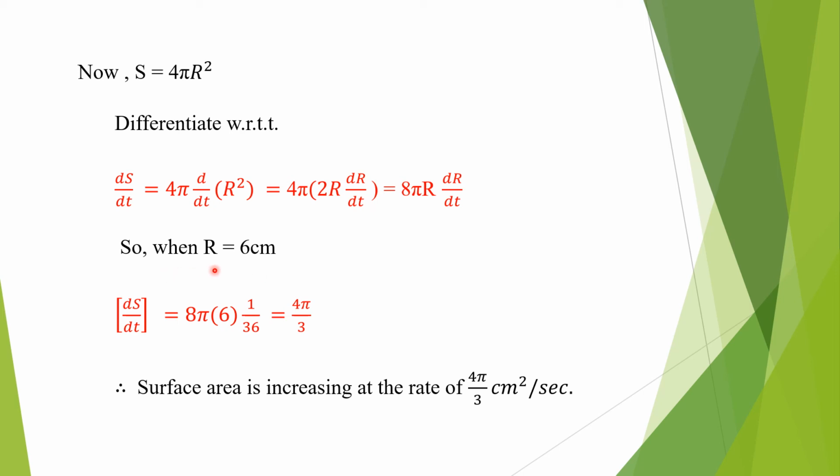Here the condition is r equal to 6 centimeter, and we found dr by dt is 1 divided by 36. Put the values of r and dr by dt, then ds by dt equal to 8 pi times 6 times 1 divided by 36. Simplifying, we get 4 pi divided by 3. Therefore, the surface area is increasing at the rate of 4 pi divided by 3 centimeter square per second.